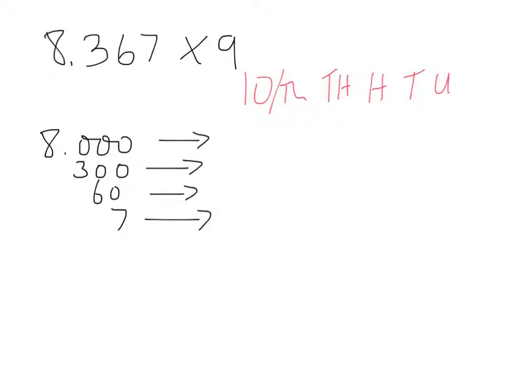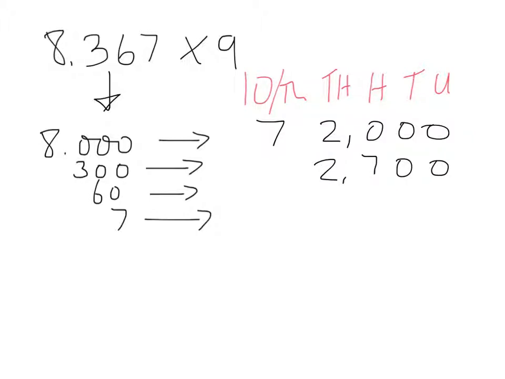We can use the same method for multiplying 4 digits by a single digit. And once again, we've got 8,367. We've partitioned it into the 4 parts that make the number. 8 times 9 is 72. So 8,000 times 9 is 72,000. 300 times 9 is 2,700. 6 times 9 is 54, so 60 times 9 is 540. And 7 times 9 is 63.